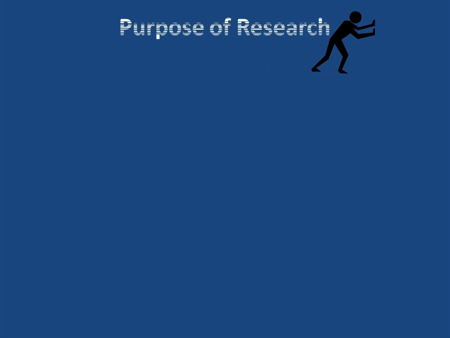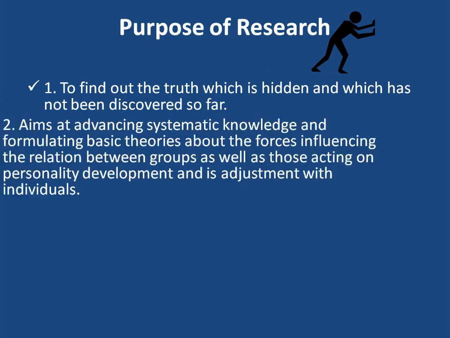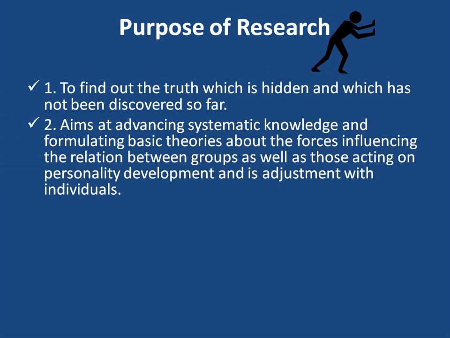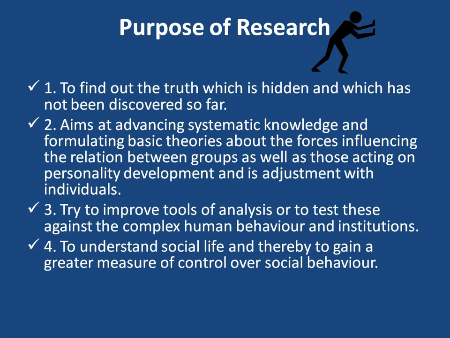Now we come to the purpose of research. To find the truth which has not been discovered so far or has been partially discovered. This is the first purpose of research. Now, the second purpose is to formulate basic theories or existing knowledge into advanced systematic knowledge. The next purpose is to find relationships between groups or variables. And finally, to try to improve tools for analyzing or testing these against complex human behavior and institutions, and gain more control over social behavior by understanding social life.